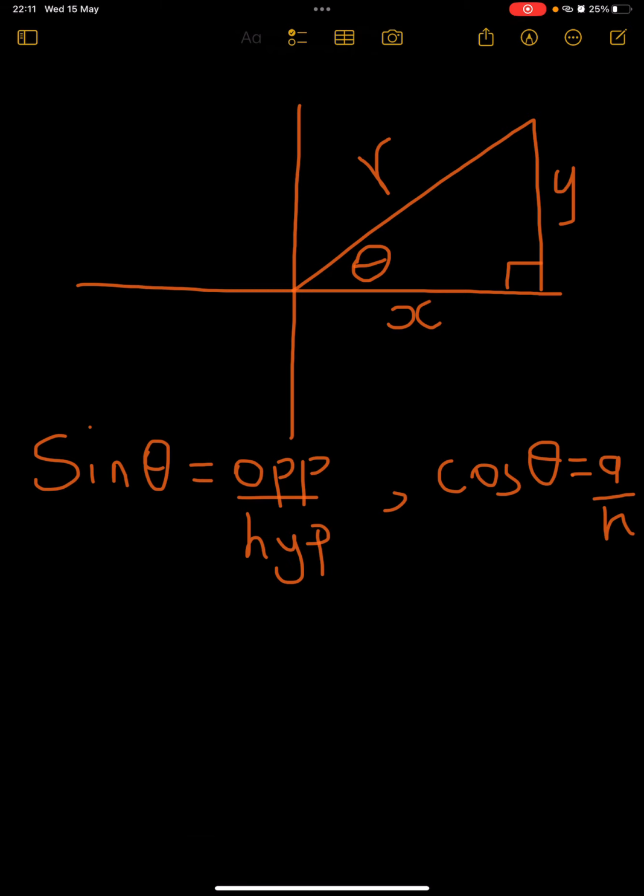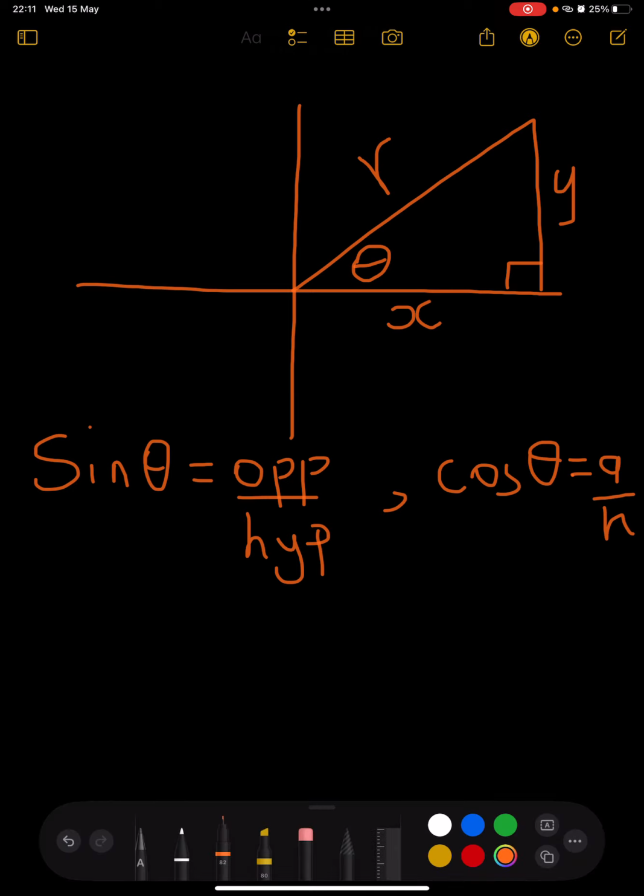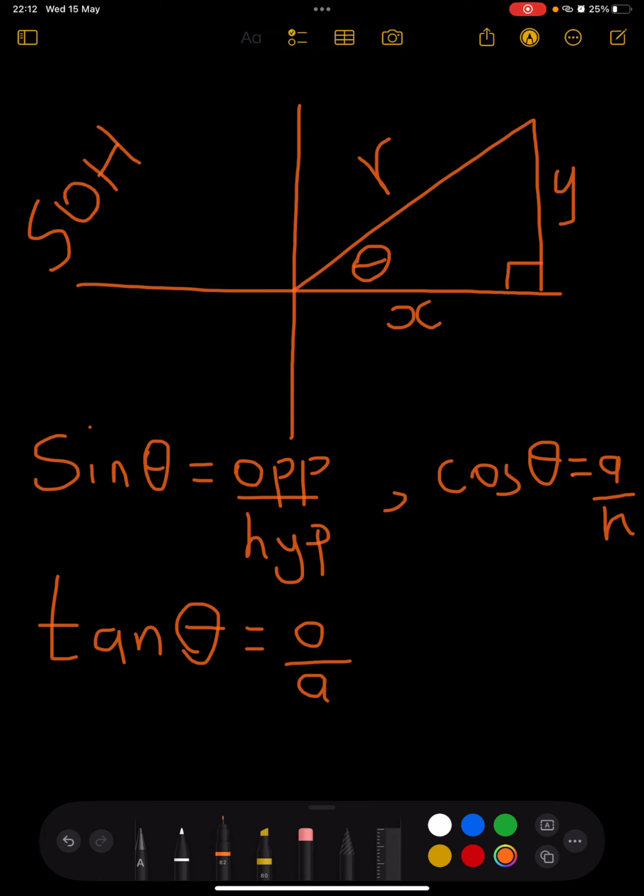Awesome. And then we have tan theta. Tan theta equals opposite over adjacent. We use this phrase, SOH CAH TOA. If you check on SOH CAH TOA, sine is opposite over hypotenuse, cos is adjacent over hypotenuse, and tan is opposite over adjacent.